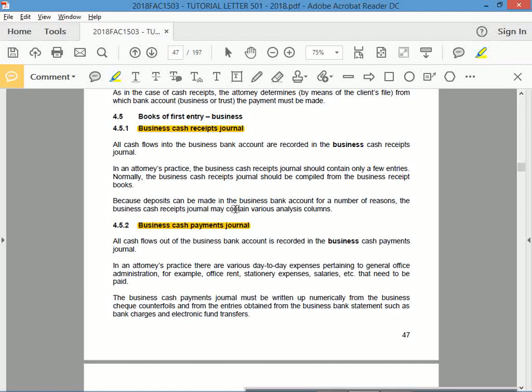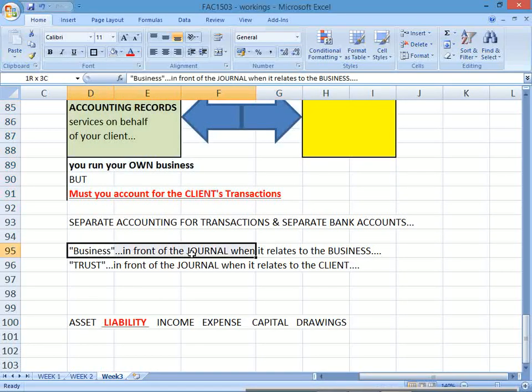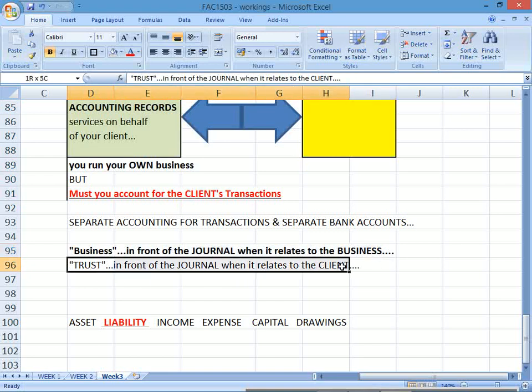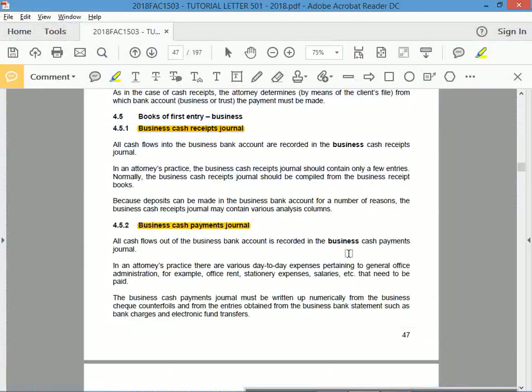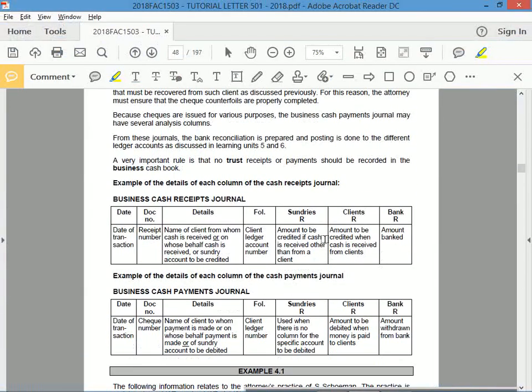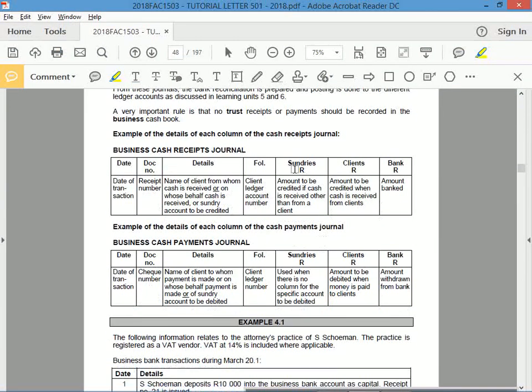Okay, if it's the business, it's what? It's your income, it's your expense. If it's the trust journal, it's the client's income, the client's expense. Okay, it's different. Right, this is the structure. The headings in your journal are blank, so we can put whatever headings we want in that journal.